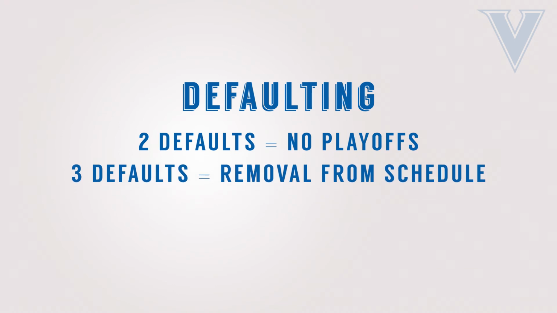The default policy states that any team that shows up with an inadequate number of players will default. This means that the opposing team will get the points. If a team defaults twice in a season, they will be automatically removed from the playoffs. If they default 3 times, they will be removed from the schedule instantly.